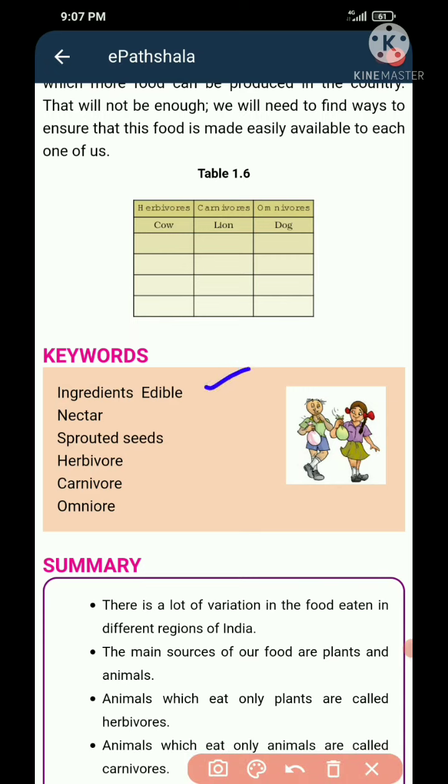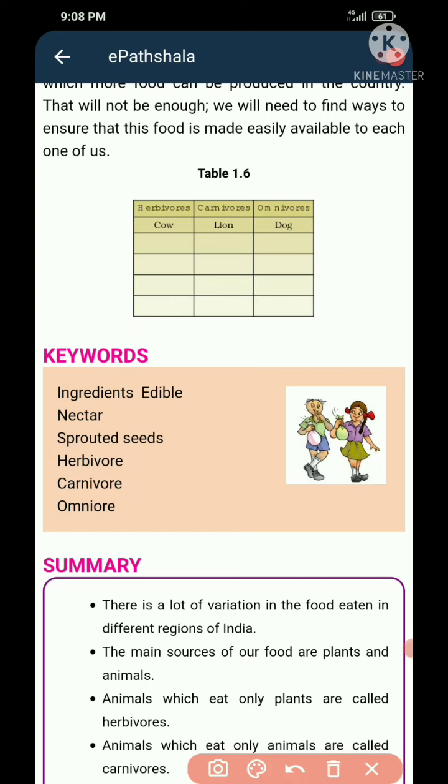Ingredient: edibles, which are part of the ingredients. Nectar is the flower juice which is collected by the honeybee. Sprouted seeds are the germinated seeds of any edible thing. Herbivorous, those animals which only eat plants. Carnivorous, which only eat flesh. Omnivorous, which eat both plants and animals.